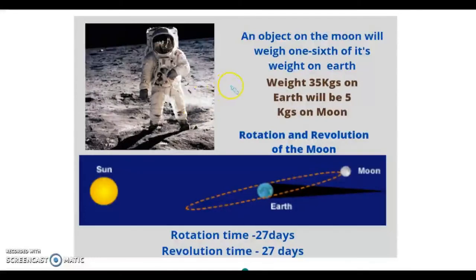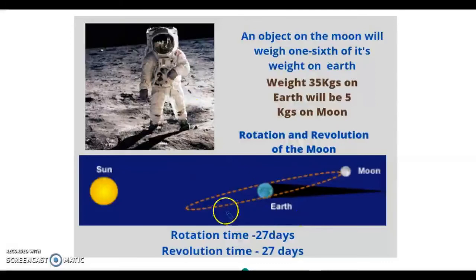So what can we understand from this? Yes, the gravity of the moon is less than the gravity on earth. So we can lift any object very easily on the moon.